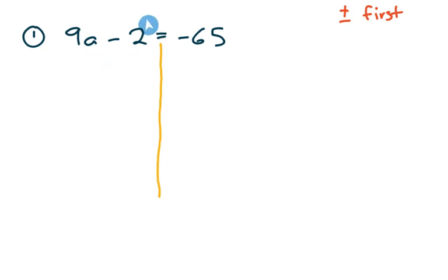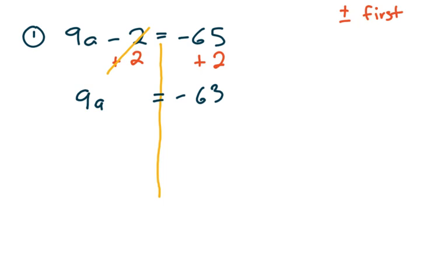So to get the a by itself, I need to get rid of the minus 2. Well, the opposite or the inverse operation of subtraction is addition. So I'm going to add 2. If I add 2 on one side, I have to add 2 on the other side. Negative 2 and positive 2 make a 0 pair, so those cancel out. So I get 9a equals negative 63.